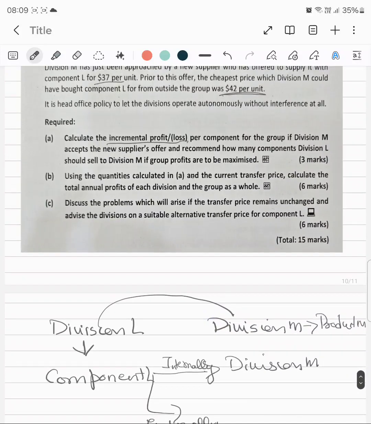And B part: using the quantities calculated in A and the current transfer price, calculate the total annual profit of the division and the group as a whole.